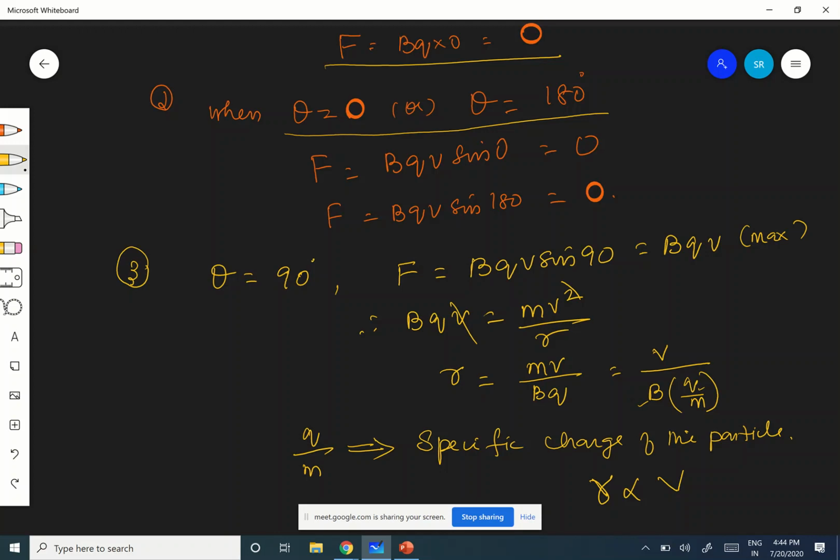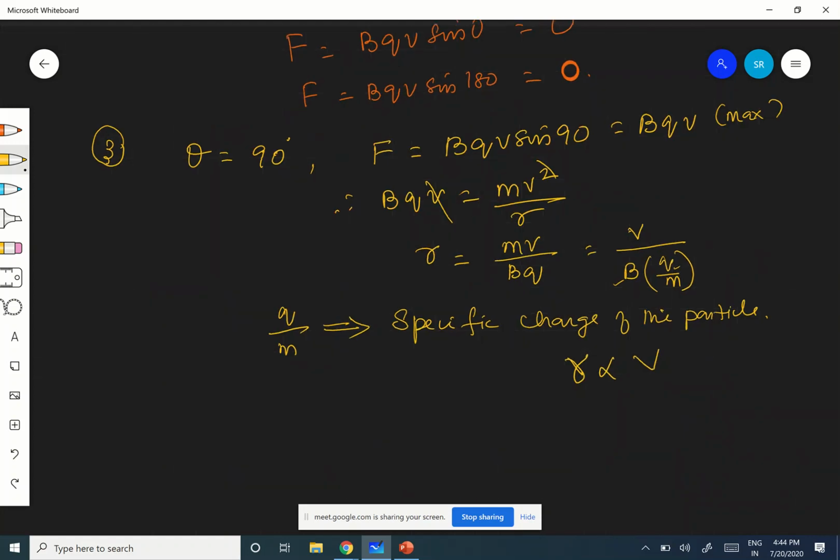Therefore, as the velocity is increased, the radius of the circular path traced by the particle will also increase. That is very, very important. R is proportional to V. Are you following? Which means that the particle moving with high speed will trace a circular path of greater radius.